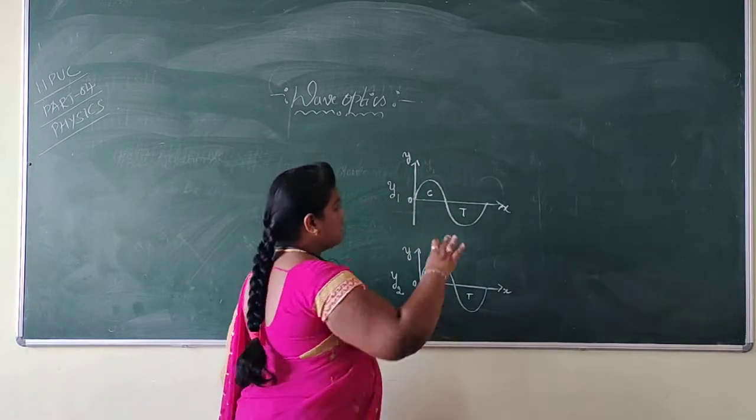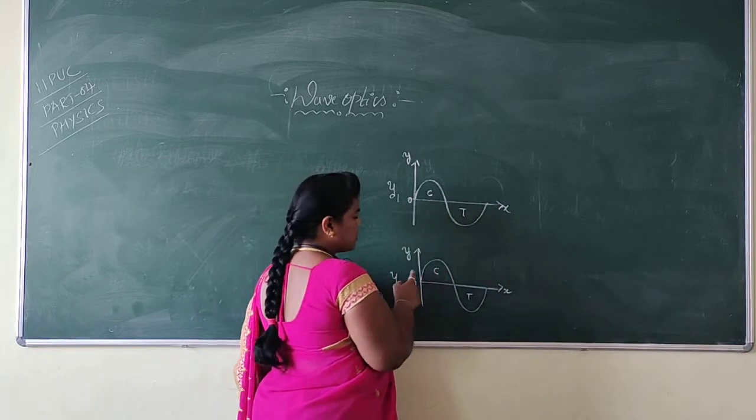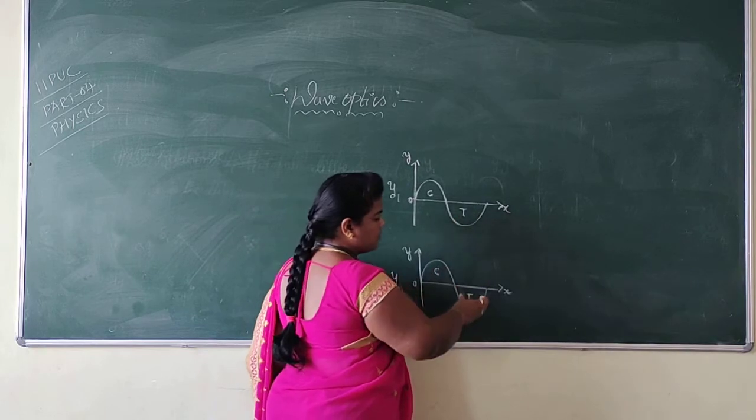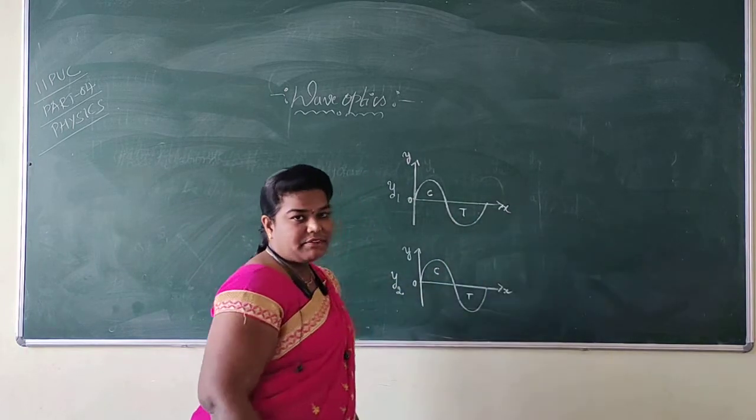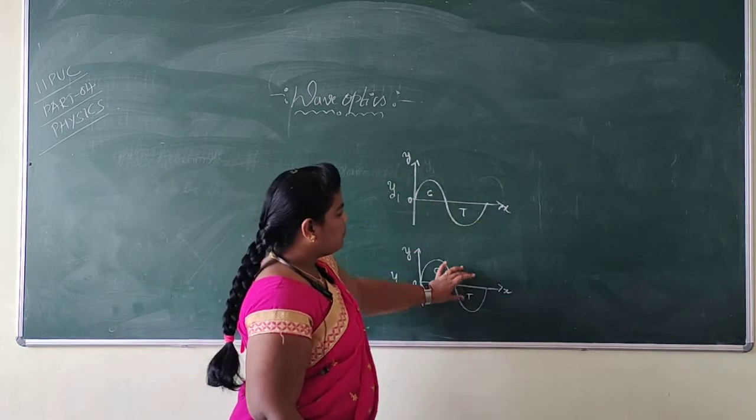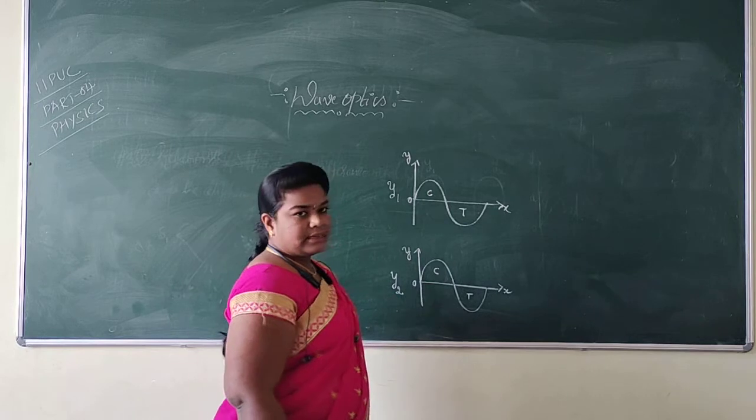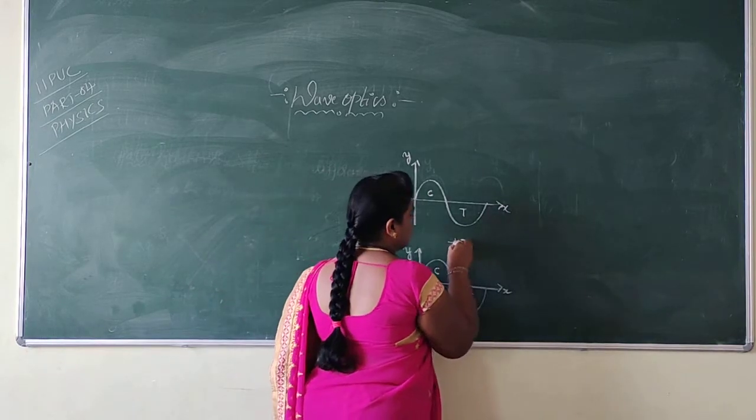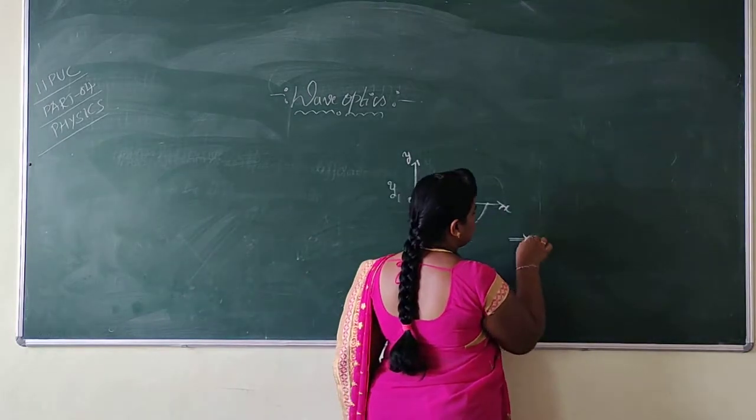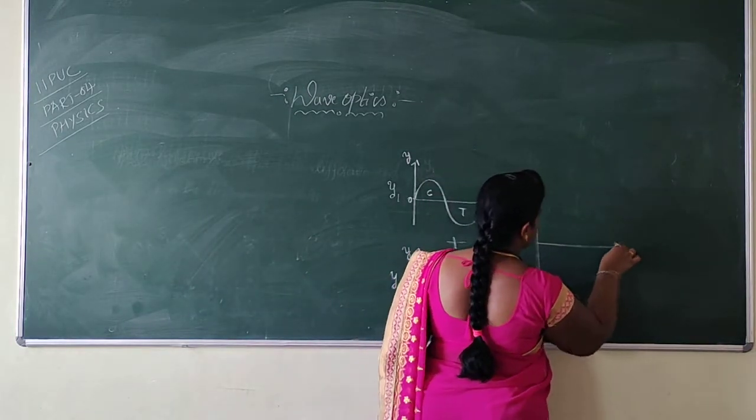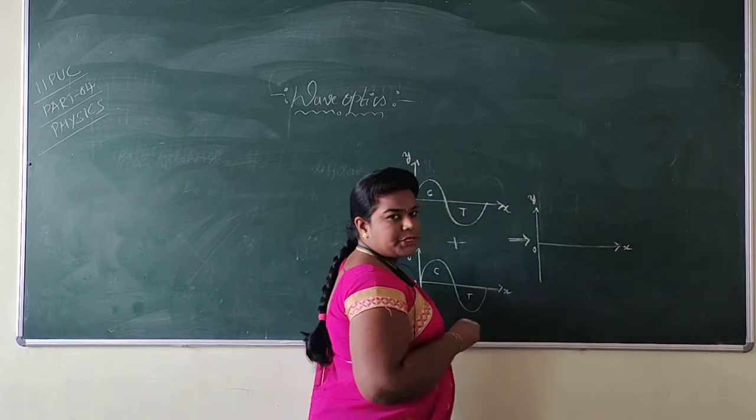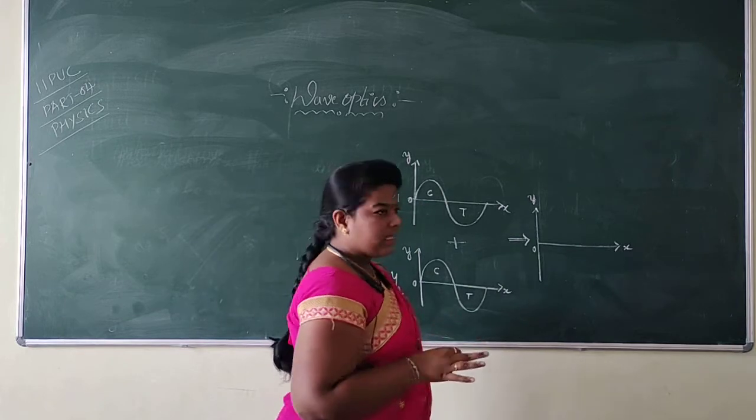When they superpose, the crest of the first wave falls on the crest of the second wave, and the trough of the first wave falls on the trough of the second wave. So they are going to superpose. Then what happens to the resultant? See, you can observe the resultant. The resultant will be in this way. So again I'm just going to represent x and y, not to waste any energy and time.